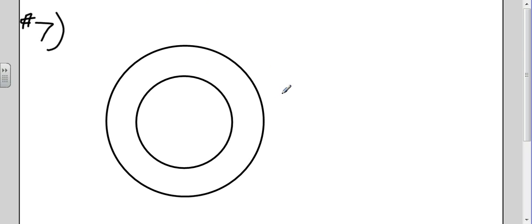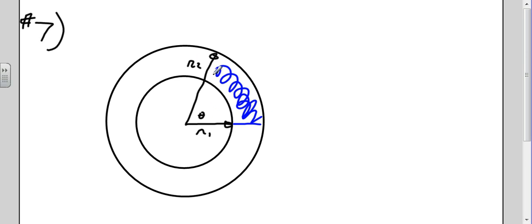Okay, so I've got two circles. I have radius 1 and radius 2, and I have theta between them. Isn't that great? That is just so marvelous. I haven't read the problem yet, but I imagine I'm trying to calculate what that area there is. Is that what I'm trying to do?